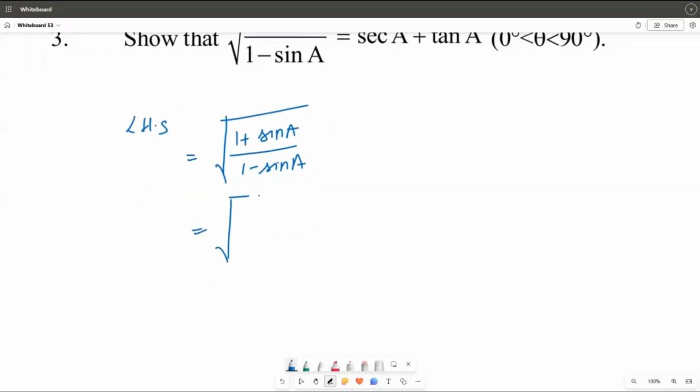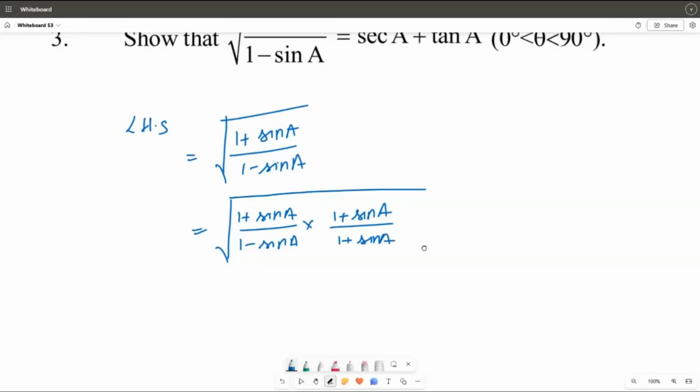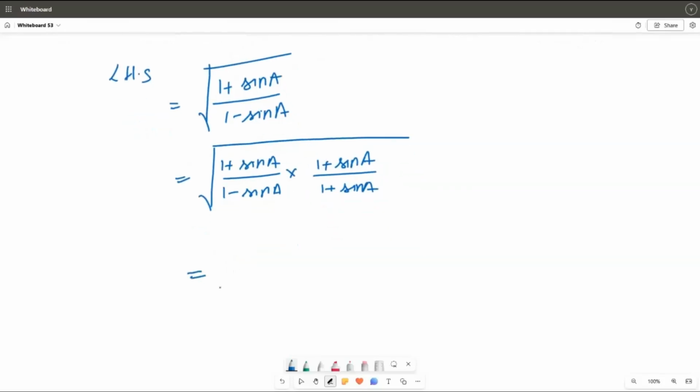So let's take a long root here. The 1 plus sine A is the same, and this is also the same. I'm going to multiply 1 plus sine A in the numerator and also in the denominator. So in the numerator it is 1 plus sine A whole square.